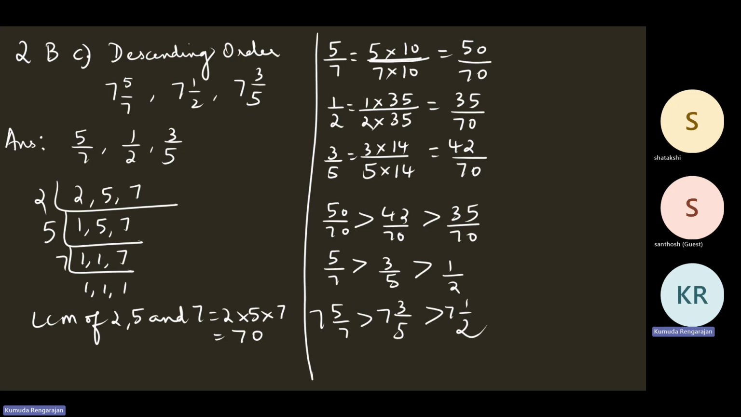Write all the three fractions, 5 by 7 with denominator 70, which is the LCM. Then 1 by 2 with the denominator 70, which is the LCM. 3 by 5 with denominator 70, which is the LCM. Then compare. Now that the denominators are the same, it's easy to compare. Then after comparing, write their corresponding fractions. Then after that, write the ones given in the question. 7 5 by 7, 7 3 by 5, 7 1 by 2.